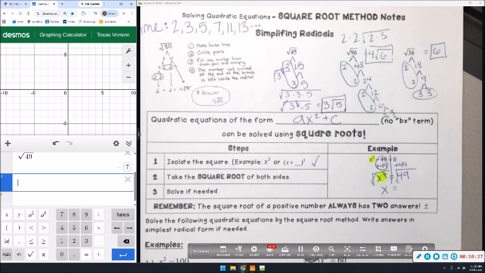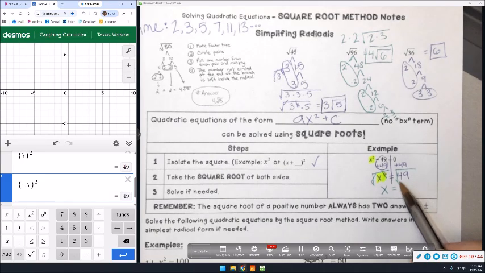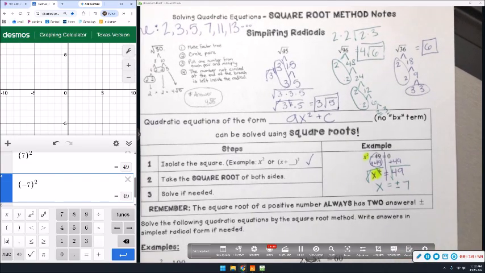Okay, but I need y'all to realize something. If I square positive 7, I get 49, right? What if I square negative 7? Did I also get positive 49? And it's because two negatives make a positive. So when we take the square root of 49, we have to realize that it could have been positive or negative 7 to give us that 49. So when you take the square root of a number, only when you're solving, you have to put a plus and a minus in front of whatever you got.